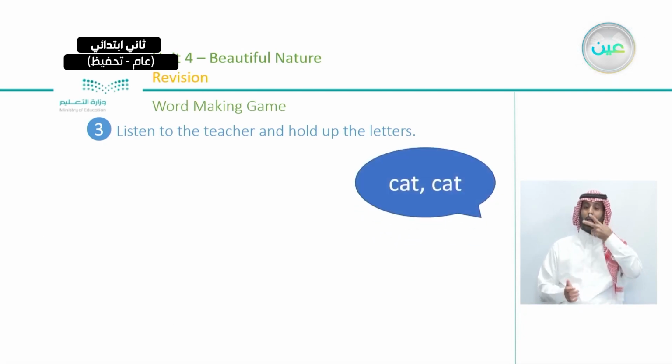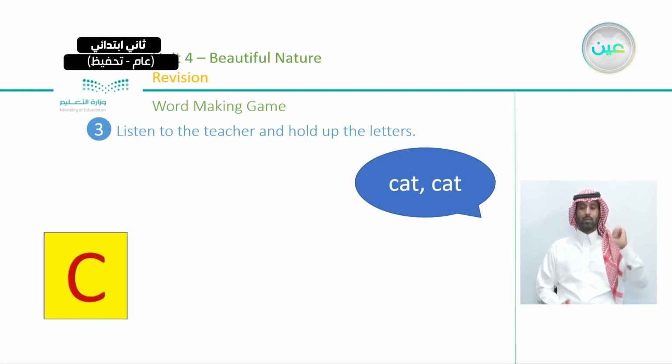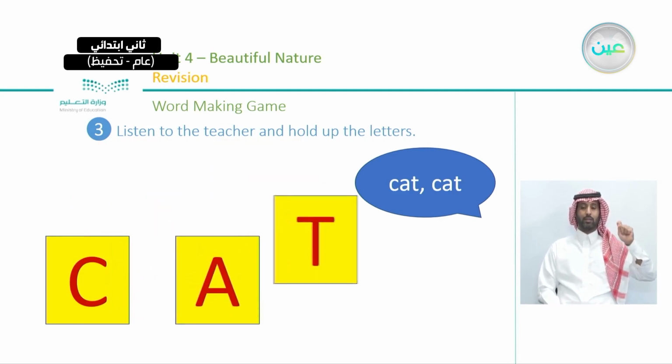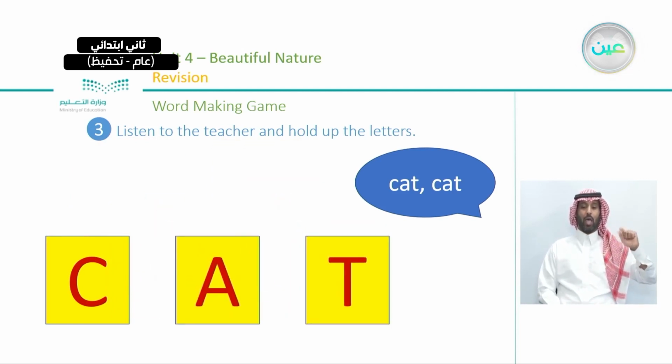Okay, cat. What are the letters of cat? C, excellent. A, and we have T, excellent. So we have C, A, T, and this is cat. This is a cat, excellent.